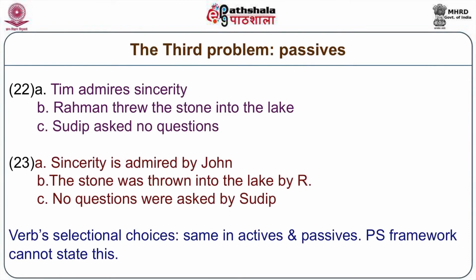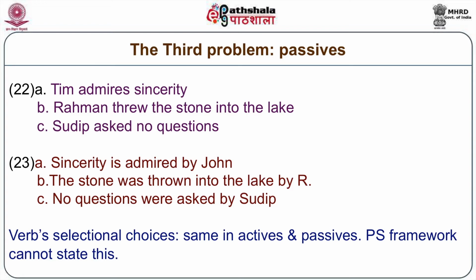Consider the 3 active sentences. Tim admires sincerity, Rahman threw the stone into the lake, and Sudeep asked no questions. We hope you notice our very loudly proclaimed secularism with the Hindu name Sudeep, the Muslim name Rahman, and the Christian name Tim side by side.